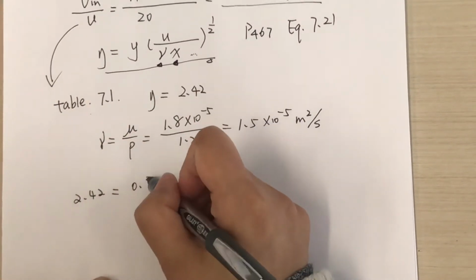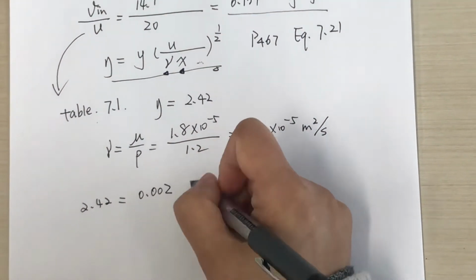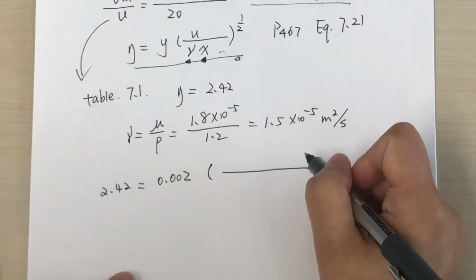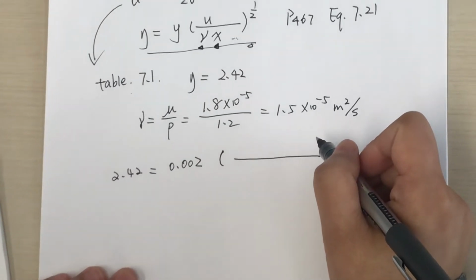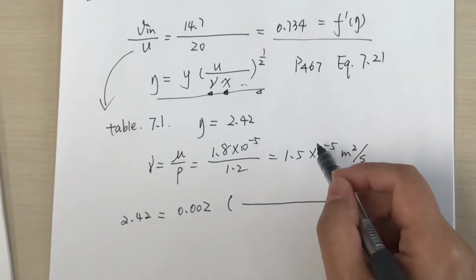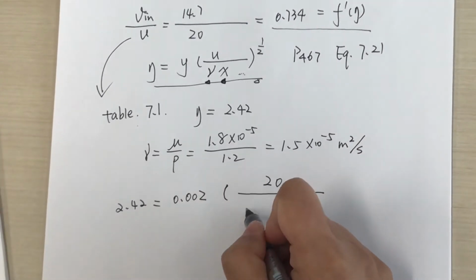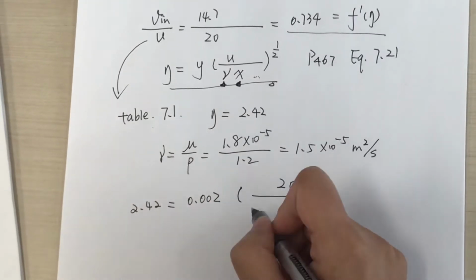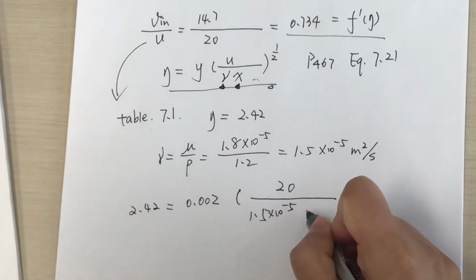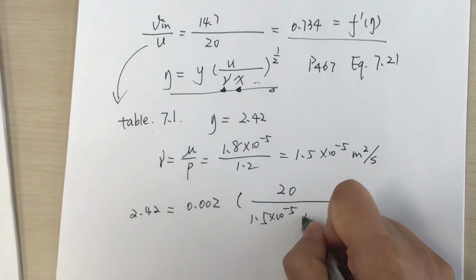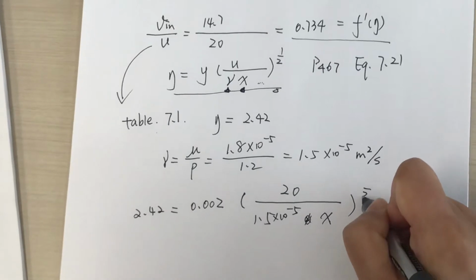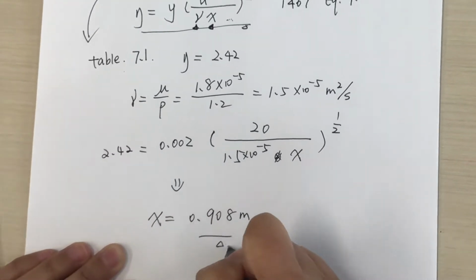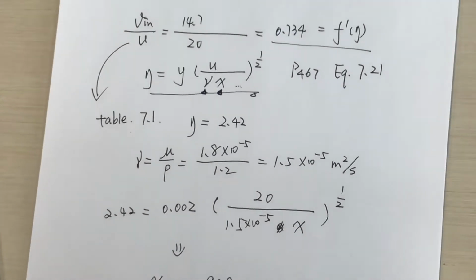So y we have is 2 millimeter, right? For the velocity, it is 20, and the kinematic viscosity is 1 point. Then we can get x. And this is the answer. This is the downstream position.